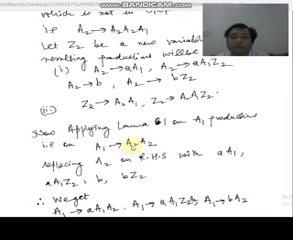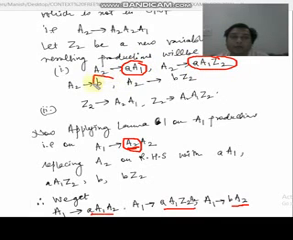So replacing A2 on the RHS will give you what? A1 to A2 A1, A1 to A1 Z2 A2, and A1 to B A2, because A2 productions were how many? There were these many A2 productions: A2 to A A1, A2 to A A1 Z2, A2 to B, A2 to B Z2. So there were 4 A2 productions.